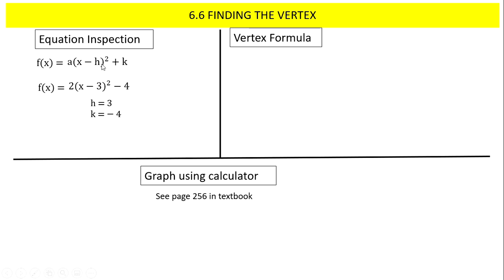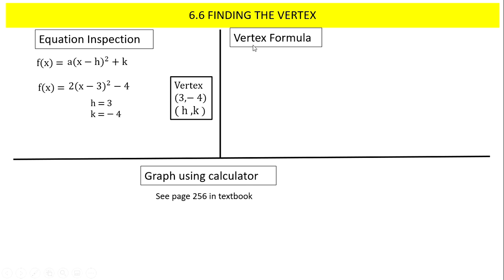So we know that this is h right here. The opposite sign is 3. We know that this k is -4. Remember we said x, y, h, k? Well, vertex is x, y, h, k. h is 3, k is -4, and you have the vertex. All you have to do is look here and here. Equation inspection.